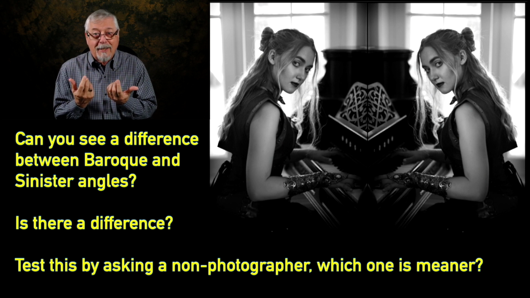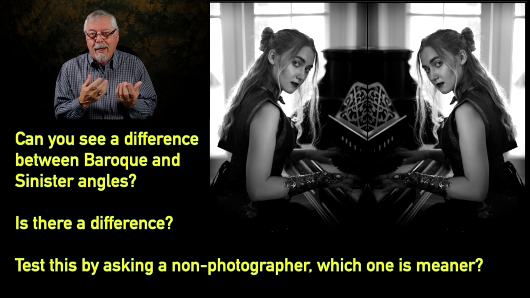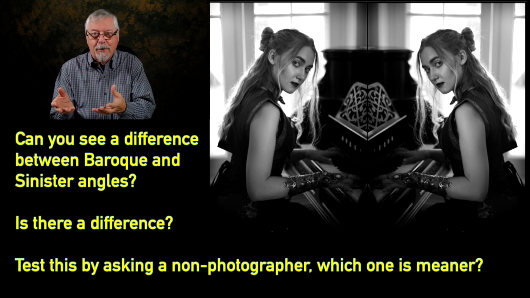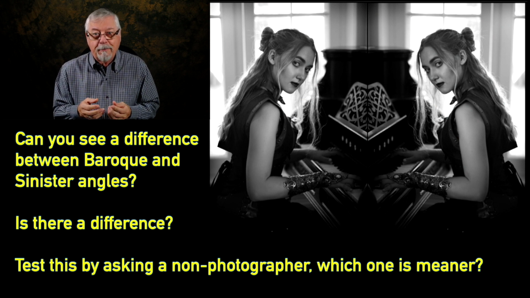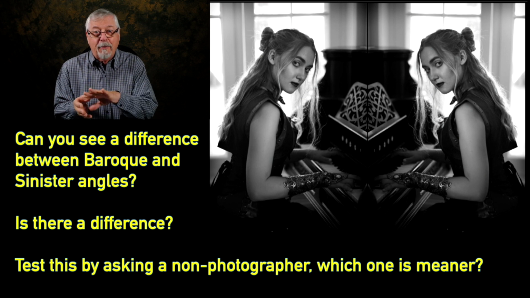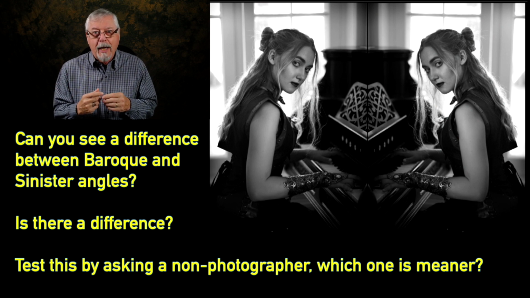And it isn't. It's the same photo flipped, but it's just the way we're seeing it. I asked a non-photographer exactly these questions. Is it the same photo? Do you see any difference? And they were telling me all sorts of differences between the photos. I kept saying it's the same photo flipped. Well, yeah, but the other one's got this and that. So just changing from a baroque to a sinister diagonal changes how people perceive the photo.